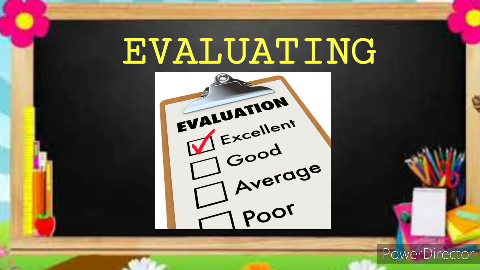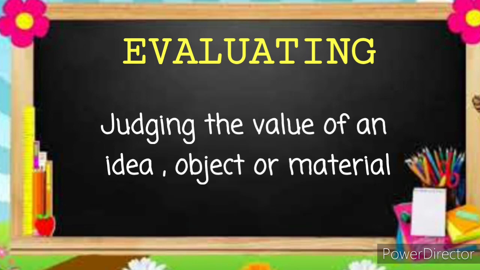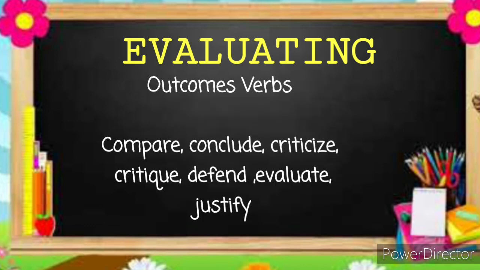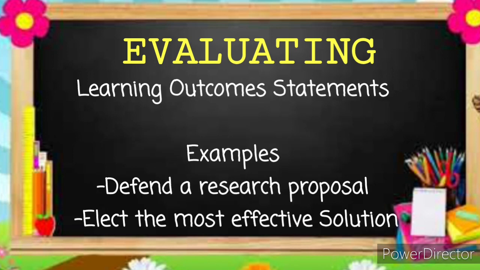So the fifth level is evaluating. It is judging the value of an idea, object, or material. In this level, the students make judgments about the values of ideas, items, materials, and more. The outcome verbs are compare, conclude, criticize, critique, defend, evaluate, and justify. The learning outcome statements of this level are: defend a research proposal, or select the most effective solution.